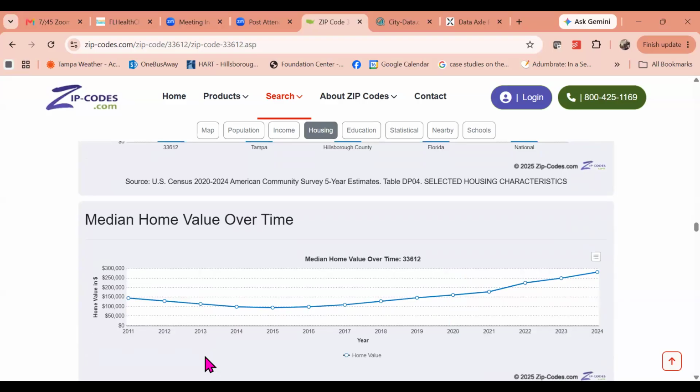And this gives you the home value over a period of time in your zip code. Now, the good news is the home value is going up. Even though it's at 280,000, that value is going up.